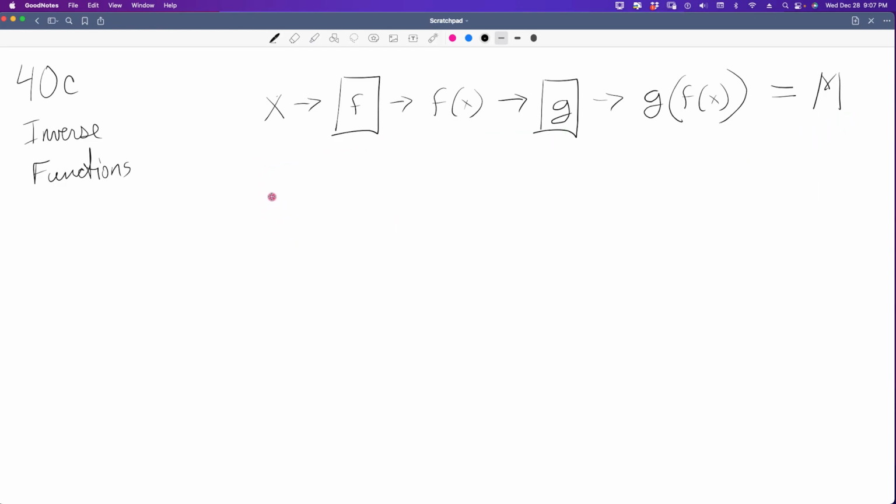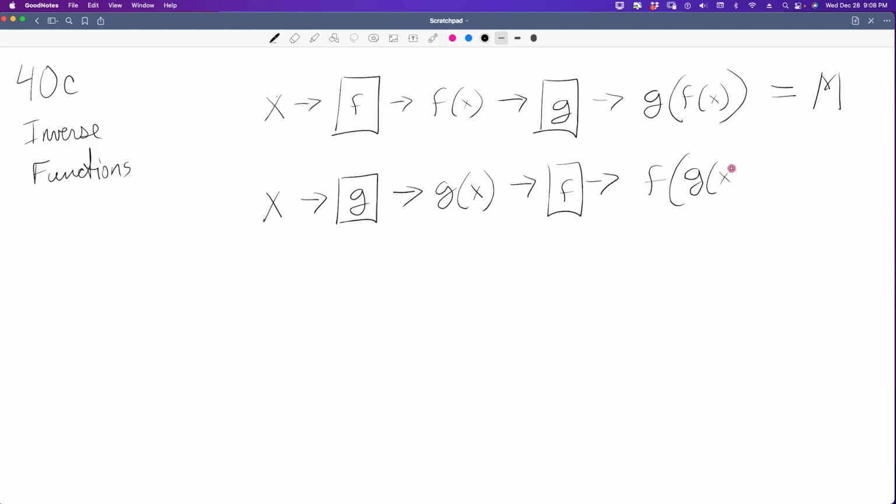But then what if I take the same value that I started with and put it into the opposite direction, right? I put it in g first, and I come out with g of x, and then I put it into the f function, and I come out with f of g of x, and I solve it, and I have the same value. When I end up with the same value on the end, then that is the definition of inverse functions. It means they are inverse functions to one another when you can solve them either way, putting f into g or g into f, and you get the same result.